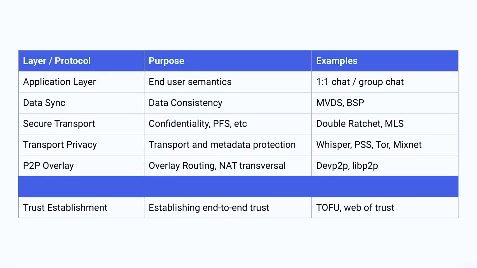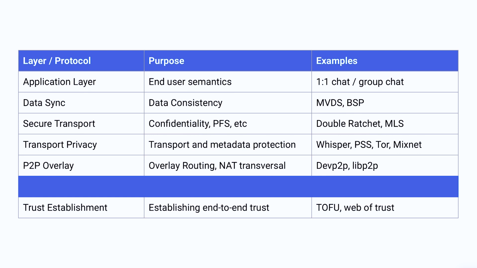The next layer is data sync. This is the one we've started working on. This was the first one just because of the way things are working right now in Status. I'll get into that a bit later. That's really there for data consistency so that we can have unreliable transports but still ensure that people are getting the messages they're supposed to get. Examples of something like that are MVDs, which is the protocol I designed, or BSP, which is the Briar synchronization protocol, which you find in the Briar app.